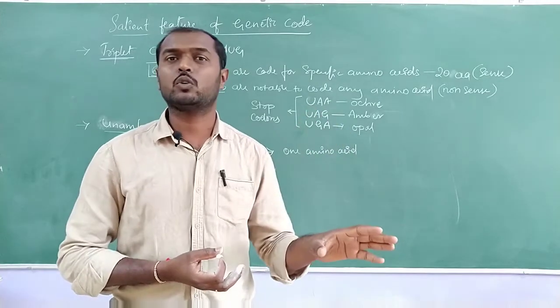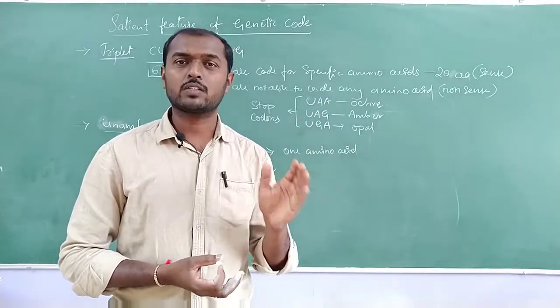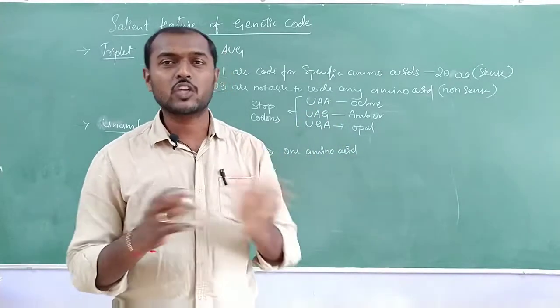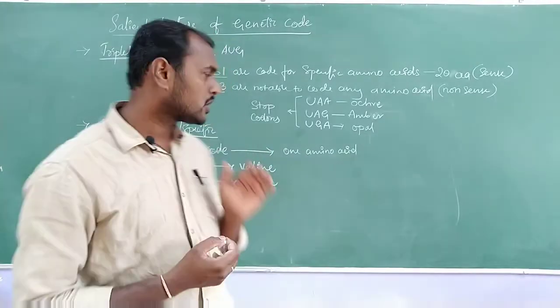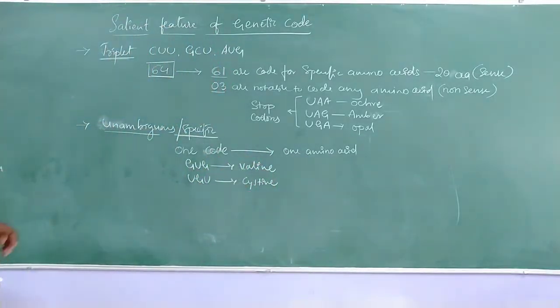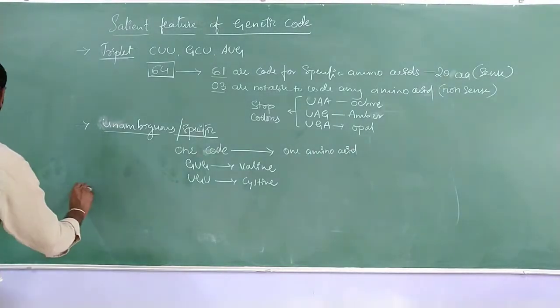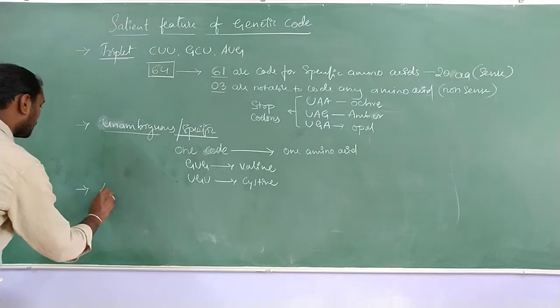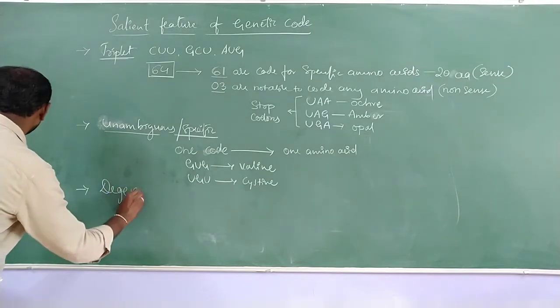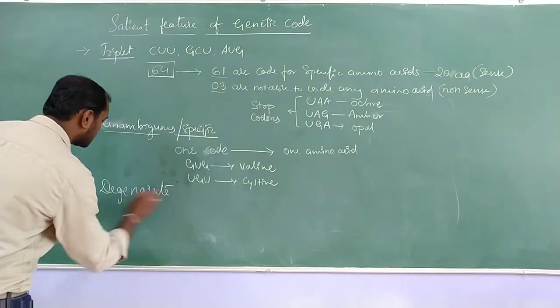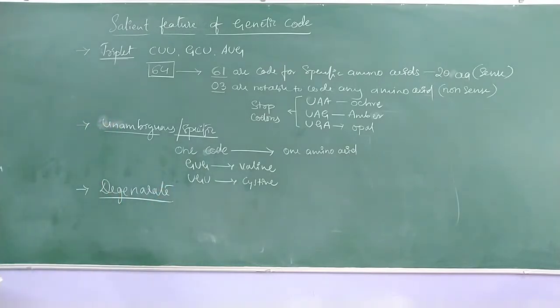They are always going to specify the very specific amino acid and they are never going to change this kind of sequence. That is what we call unambiguous. That is the second property of genetic code. Third property of genetic code, they are usually degenerate. Okay, genetic code is usually degenerate.